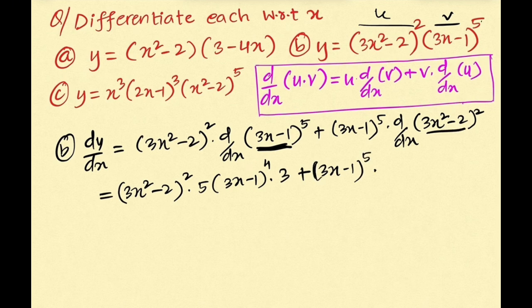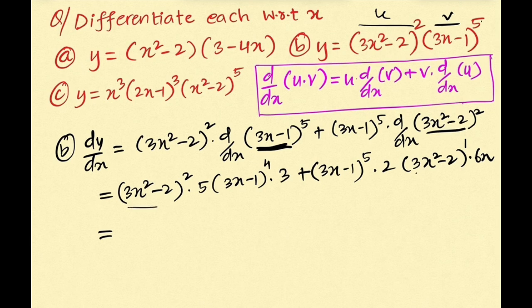To differentiate this one, bring the exponent 2 in the front, write the same base, that is 3x squared minus 2, and subtract 1 from the exponent, that is going to be 1, and then you differentiate the base, that is 3x squared minus 2, which is going to be 6x. So that's it, we have differentiated this. Now let's simplify this expression and write it in a proper form.